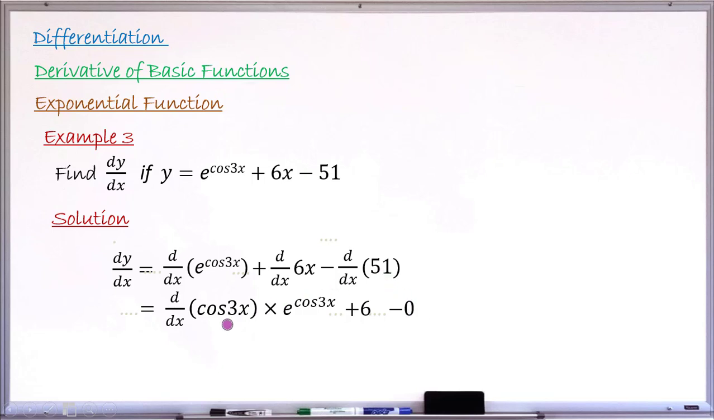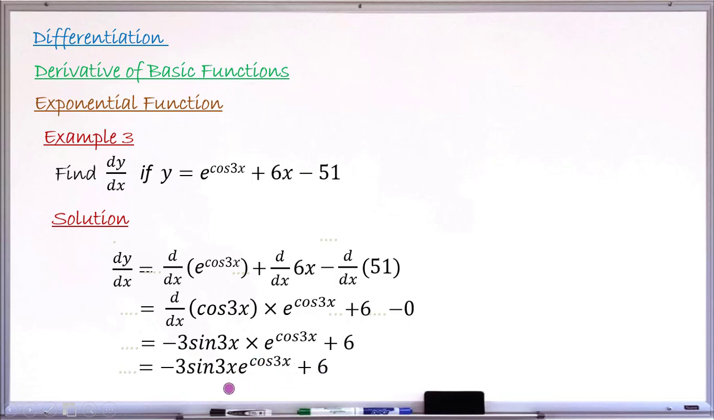I'll continue. So I'll now find the derivative of cos 3x. Remember, the derivative of this cos is now going to be minus 3 sine 3x. So the derivative of cos 3x is nothing but minus 3 sine 3x. Then times e raised to cos 3x, I just copied it, then plus 6. So I continue. Multiplying this 3 sine 3x with e raised to cos 3x, I'm going to have minus 3 sine 3x e raised to cos 3x, then plus 6. This is the derivative of this very function.